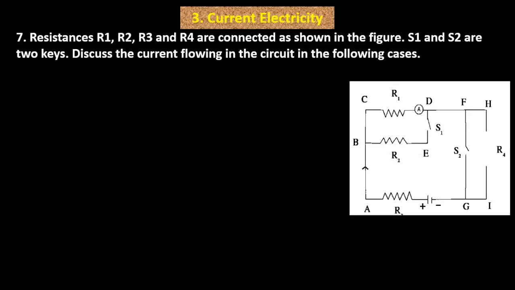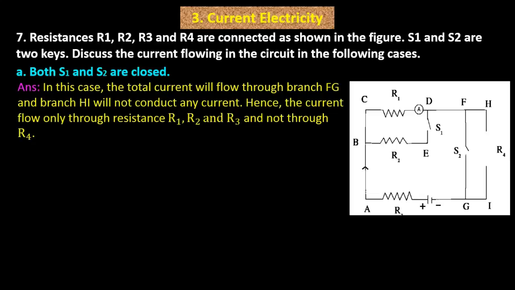Question number 7. Resistances R1, R2, R3 and R4 are connected as shown in the figure. S1 and S2 are two keys. Discuss the current flowing in the circuit in the following cases. A. Both S1 and S2 are closed.